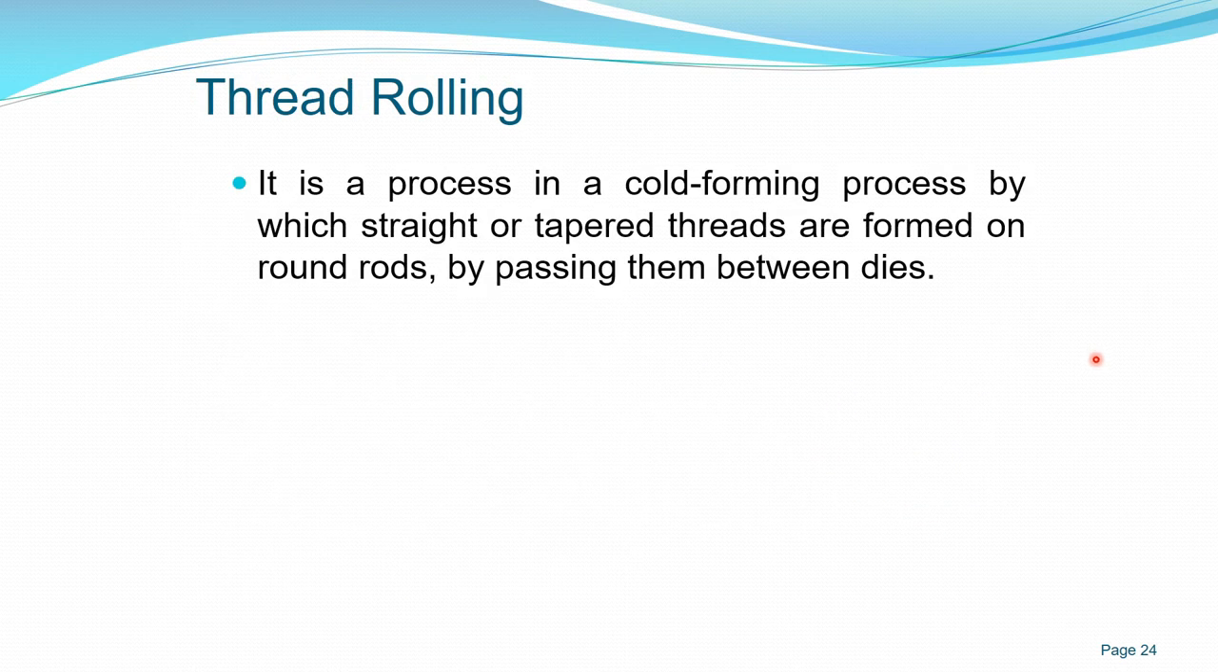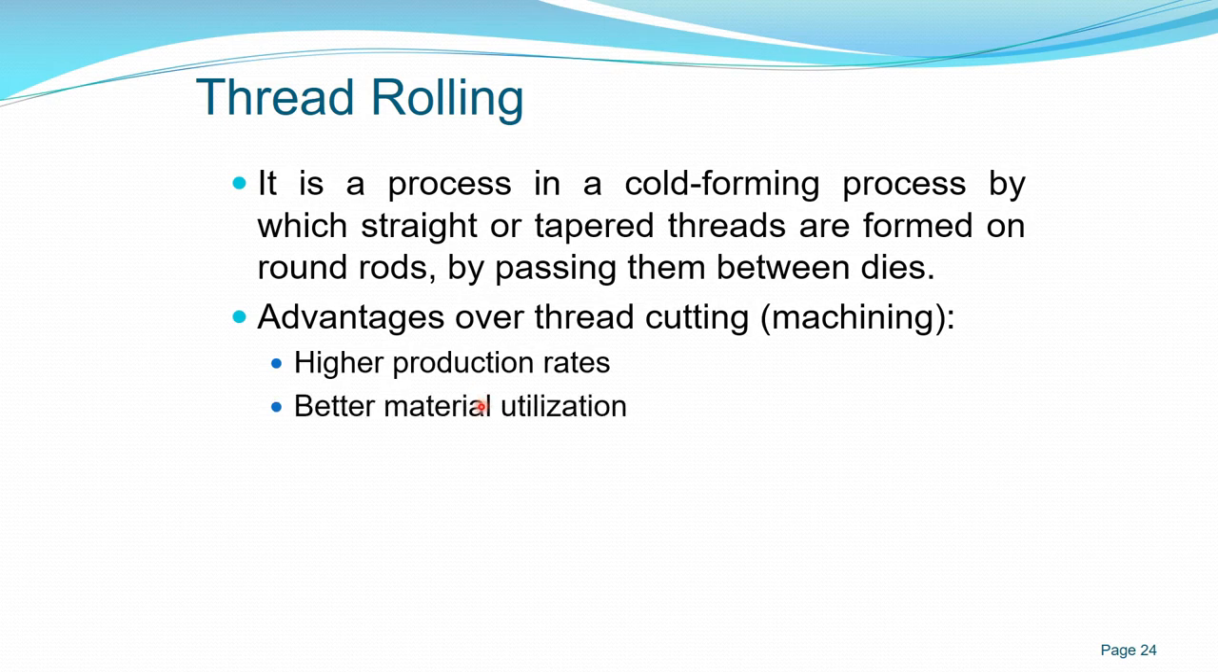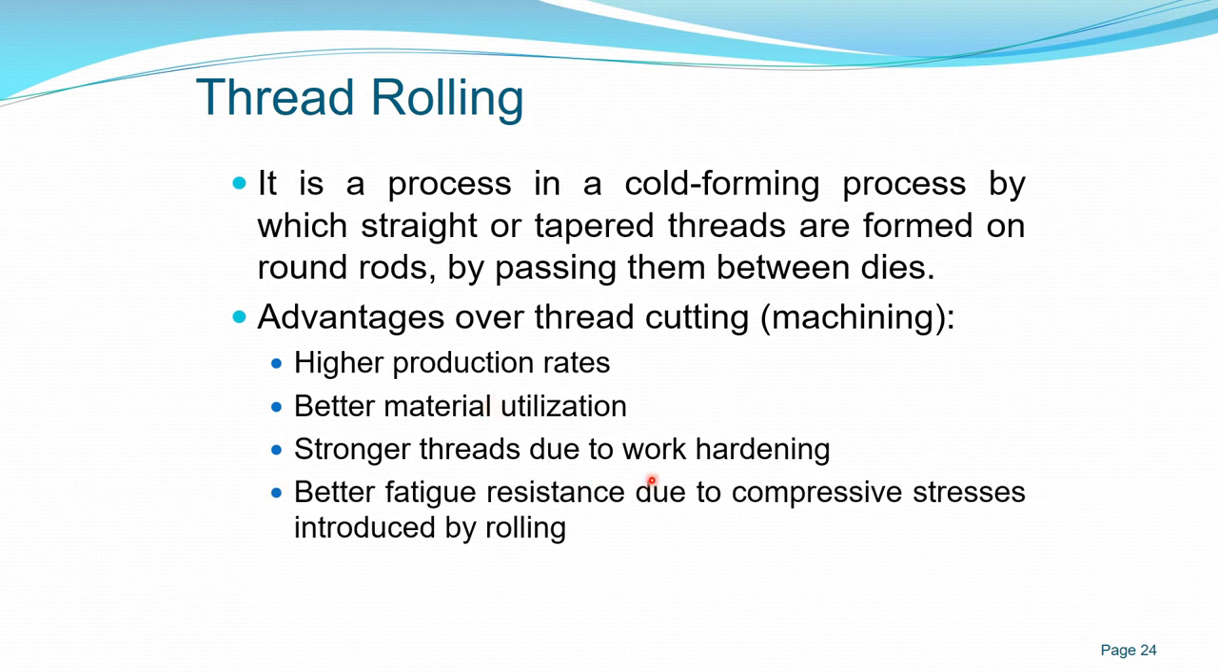Next is thread rolling. It is a cold forming process by which straight or tapered threads are formed on round rods by passing them between dies. You actually had a chance to do this during your manufacturing practice work through lathe or turning. The advantage of thread rolling as opposed to machining is that we have a higher production rate, because machining can produce larger parts of the thread, better material utilization, and also stronger threads due to work hardening. We also have better fatigue resistance due to compressive stresses introduced by rolling.